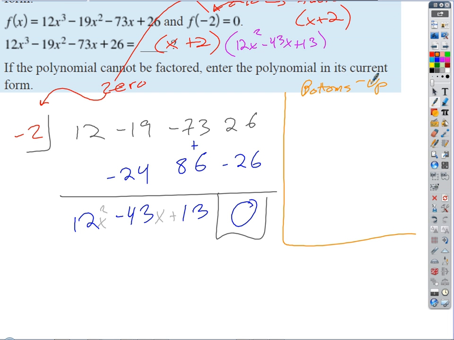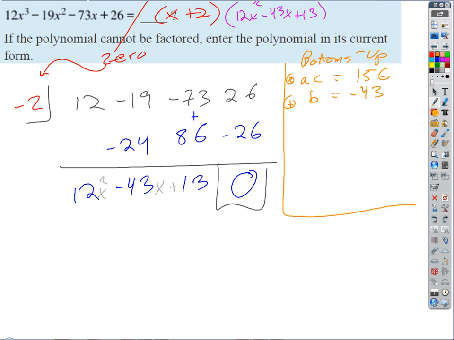So with bottoms up, the two magic numbers we get have to be the numbers that multiply to AC and add to B. So what's A times C? 12 times 13? What's 12 times 12? So 13 times 12 would be an extra 12. So what's that going to be? 156. So then they're going to add to B, which is negative 43. Can we find numbers that multiply to 156 and add to negative 43? Well, I think we can. Yeah, I see what they are.